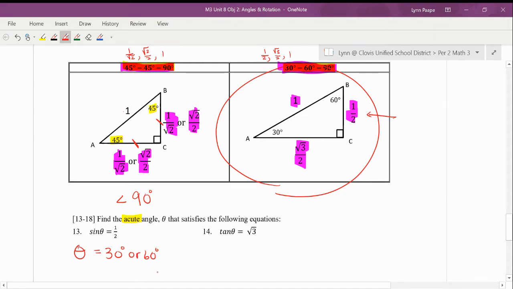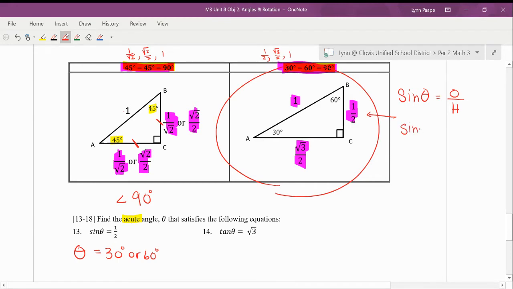So now I have to figure out, well, is it 30 or is it 60? This comes into play with knowing the ratio for sine. My sine ratio is opposite over hypotenuse. So for the angle I pick, the 1/2 has to be opposite of it, right? So I'm going to do this wrong.